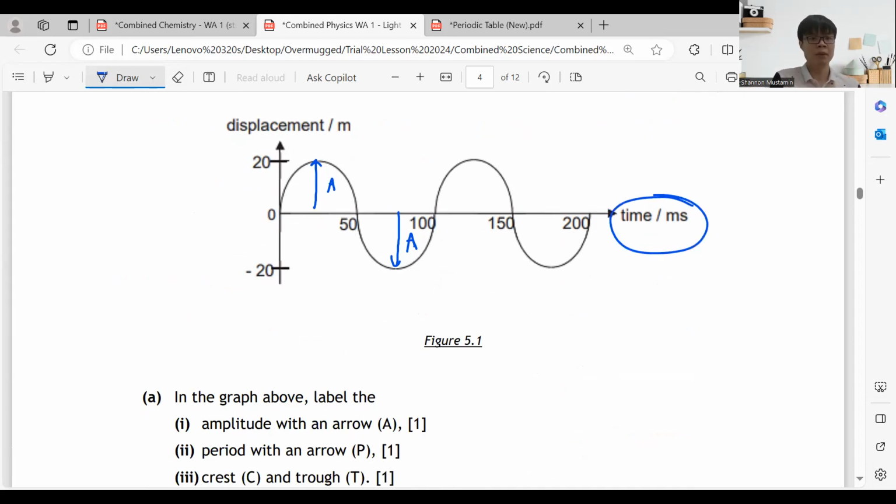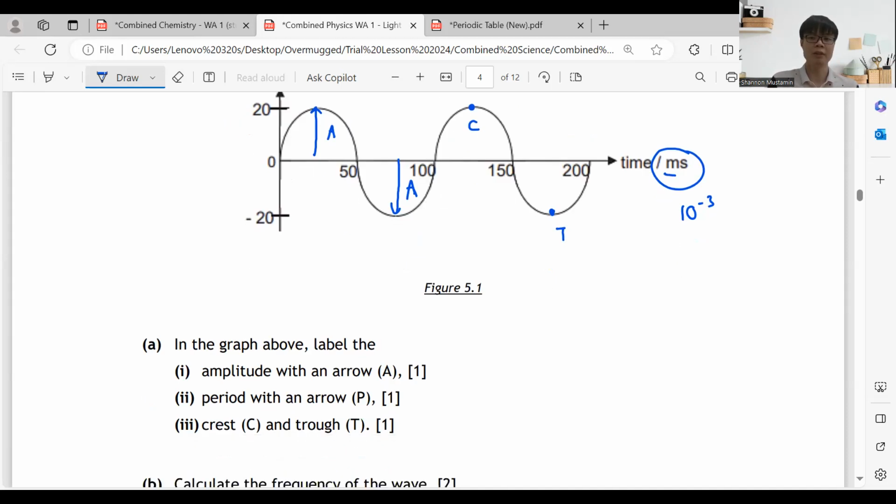This is displacement-time. Period. The crest and trough should be easy. Crest is the highest point, trough is the lowest point. Something to be careful of also, whenever you have a graph, make sure you check the unit prefix. In this case, you got millisecond. Milli is 10 power minus 3. Just take note of that.